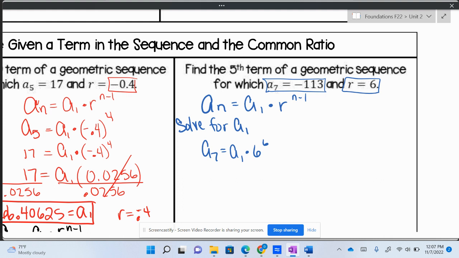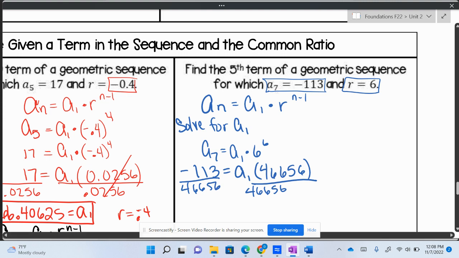Does everyone understand where that came from? But we know what a to the 7th is, right? A to the 7th is what number? It's negative 113 equals a to the 1st times, what is 6 to the 6th power? So I'm trying to get A1 all by itself. What do I have to do? Divide both sides by 46,656.